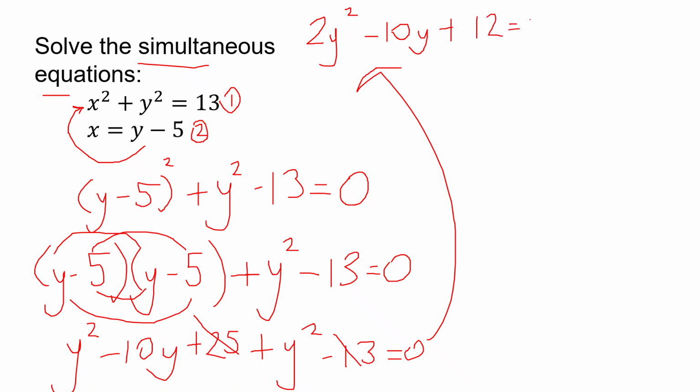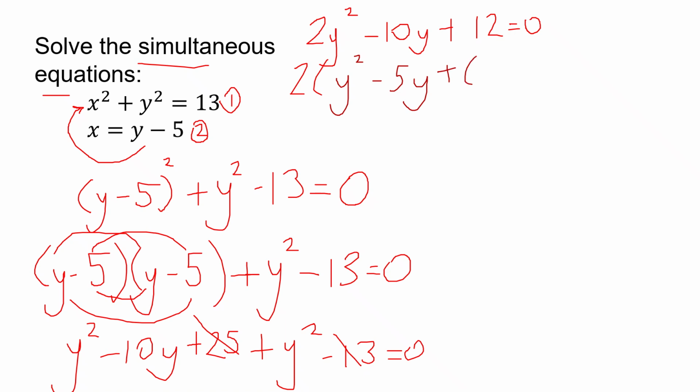Now this quadratic is divisible by 2, so I'm going to factor out a 2. I'm going to have 2 brackets, y squared minus 5y plus 6. So I'm factorising the 2 out of all 3 terms, because they're all even numbers, or even factors, you could say.